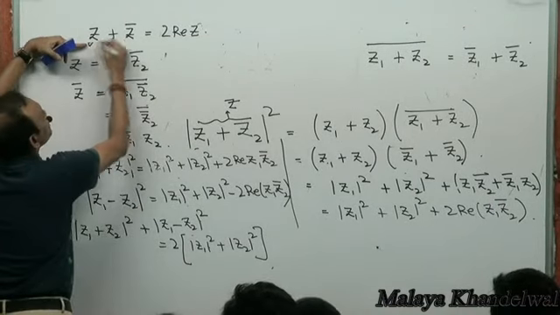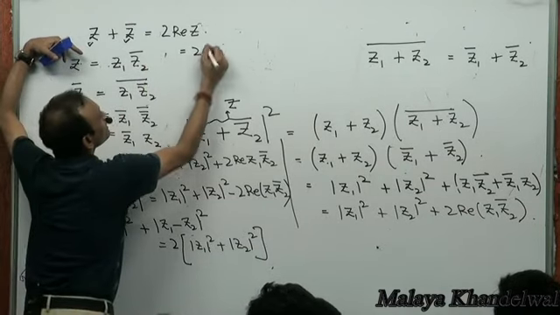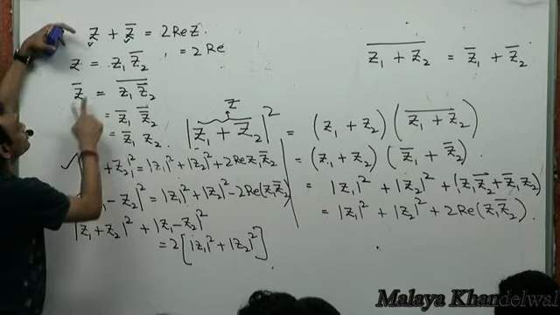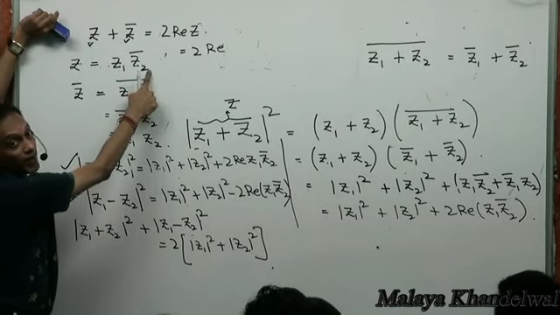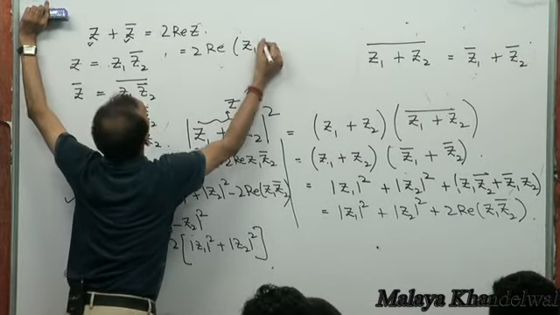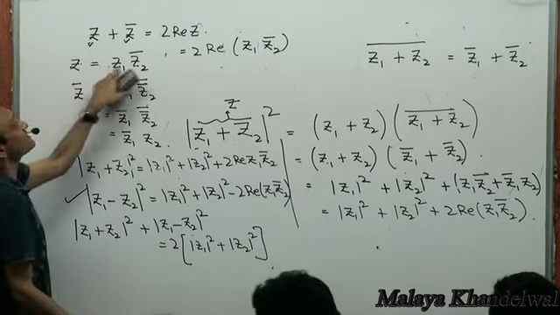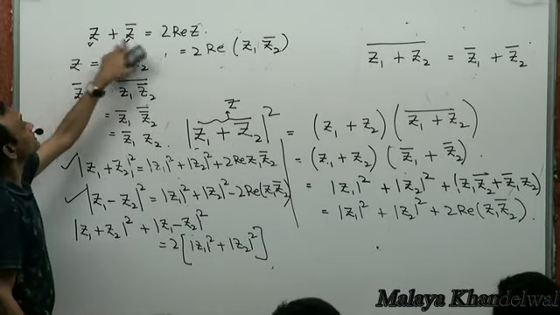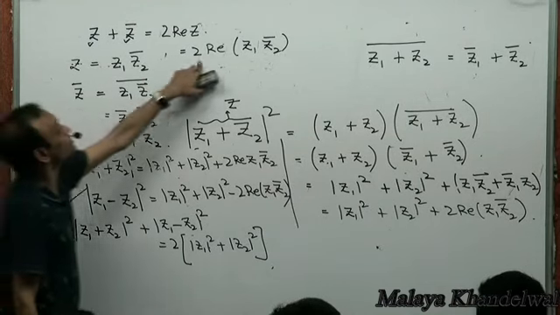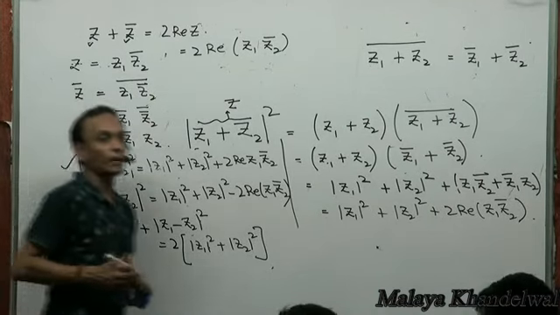So if I add Z to Z bar, will I not get twice the real part of Z? Real part of Z means I have chosen Z as Z1 Z2 bar. Yes or no? So if Z is Z1 Z2 bar, then Z plus Z bar is going to be twice real Z, which is Z1 Z2 bar. Got me?